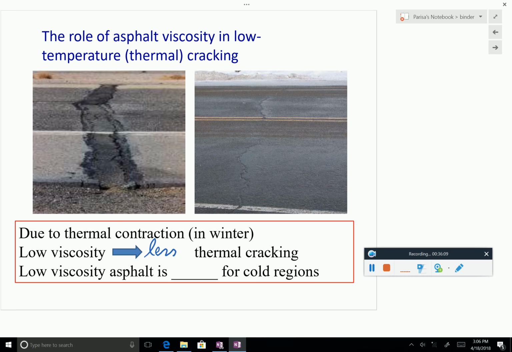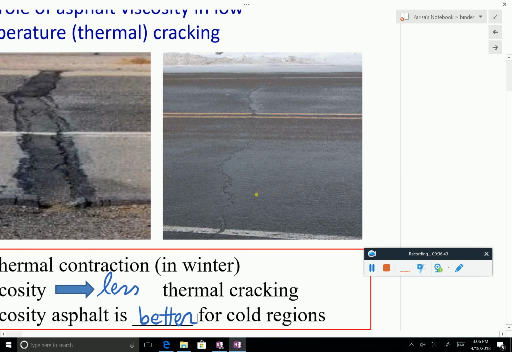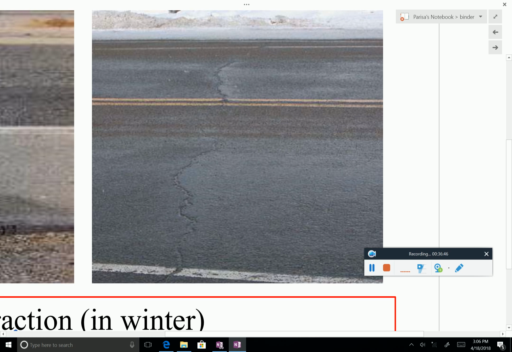Remember, when you increase the temperature, viscosity decreases, right? So if the temperature is very low, you have high viscosity. High viscosity means that it becomes more like a solid. And if it is more like a solid, it doesn't deform easily, and you have more cracking. So low viscosity asphalt is a better option for cold regions. And again, remember how it looks. This is, I think, a good figure. So it really transfers to the lane.